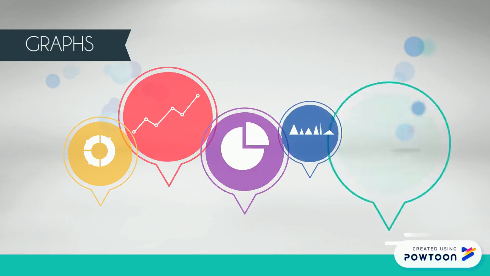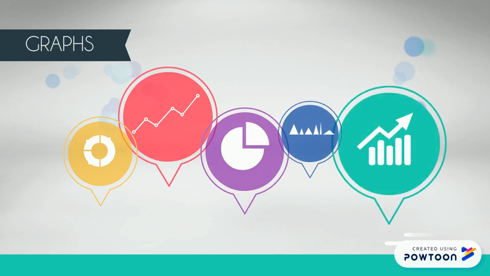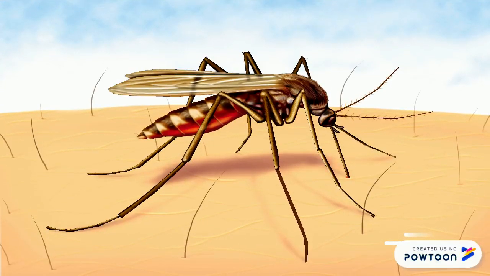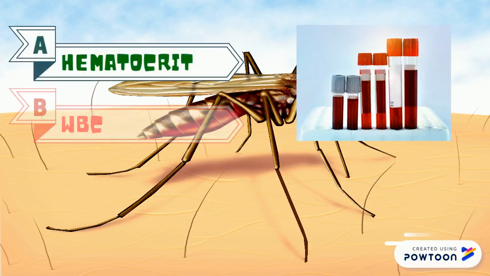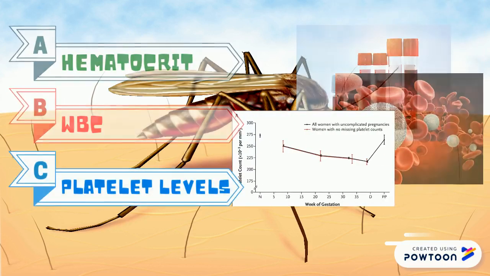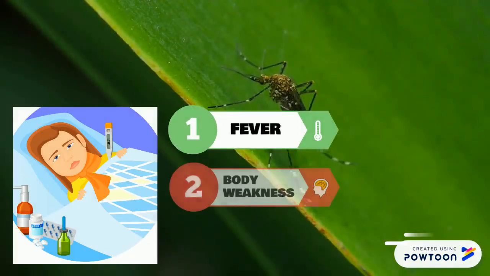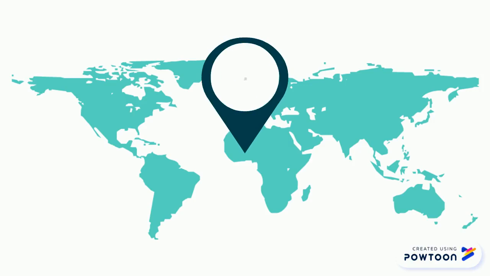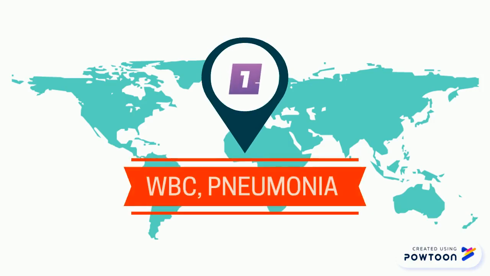We will be sharing the 5 graphs that we made using the software called RapidMiner. The data we used for these graphs is from a data set about dengue and includes information such as hematocrit, WBC, and platelet levels, as well as symptoms such as fever, body weakness, nausea, and many more. For our first graph, we correlated white blood cell values in relation with pneumonia.